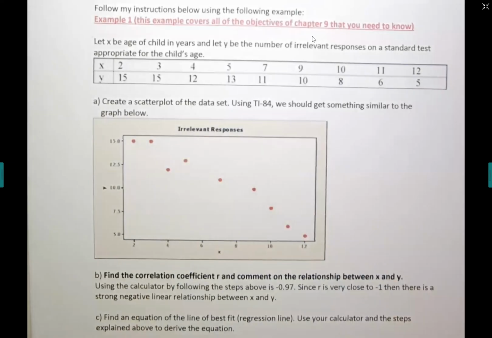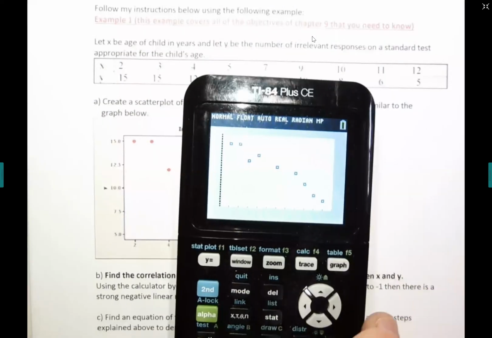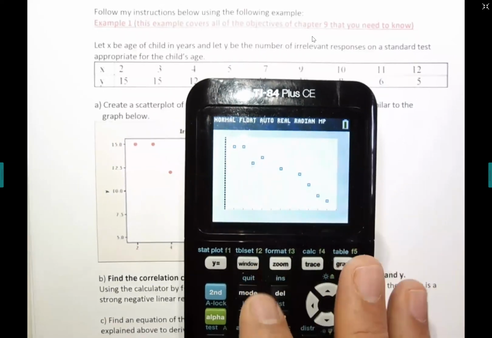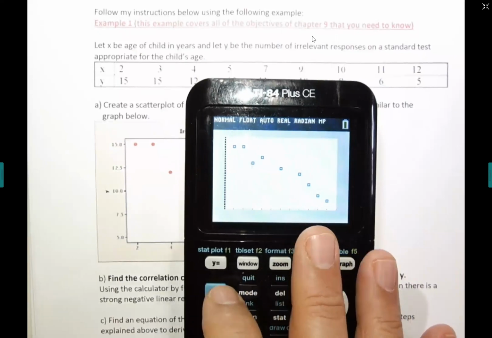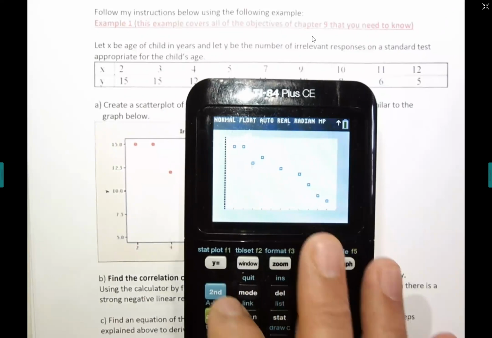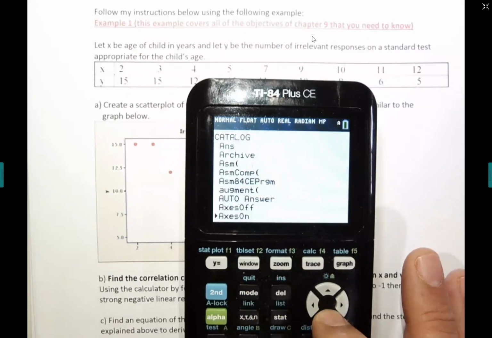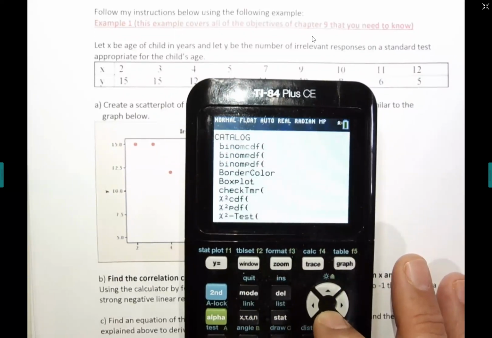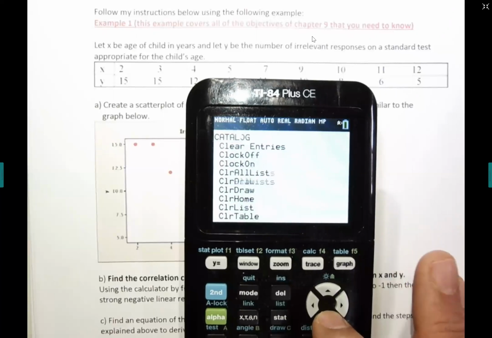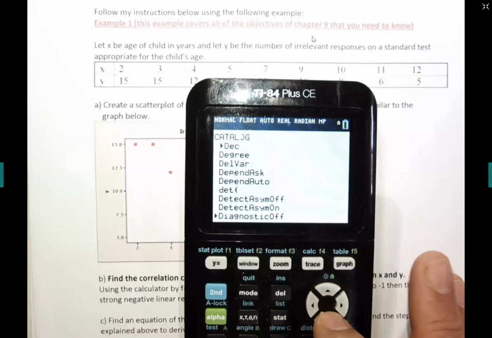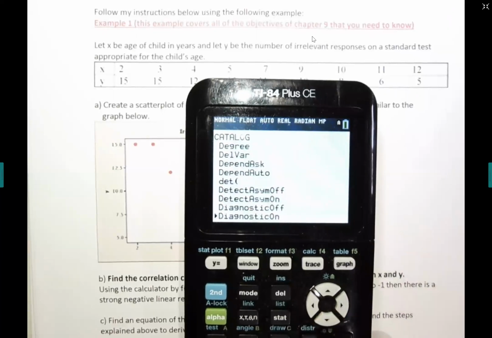The second question: find the correlation coefficient R and comment on the relationship between X and Y. To find R, guys, first of all, you have to make sure that diagnostic is on. I showed you how last time, and the information is in the handout. The handout is very rich, it has lots of stuff there. Press second, and 0, number 0, and then you scroll down until you hit DiagnosticOn. You don't have to do that every time you do this chapter, only if you reset your calculator. Here you go, DiagnosticOn, just press enter twice.